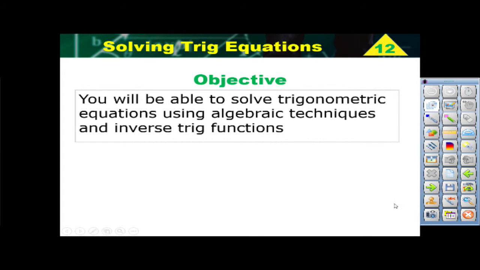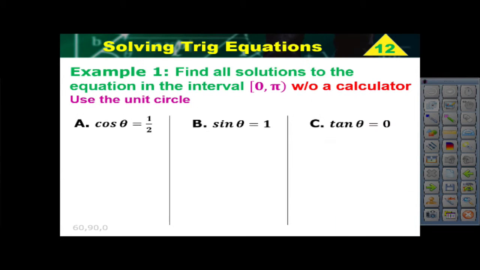What we're going to do today is use algebraic techniques, just like in the warm-up, to help us solve trig functions, along with obviously the inverse trig functions. First things first, it says find all solutions to the equations in the interval [0, pi). A quick preview on the [0, pi) interval.